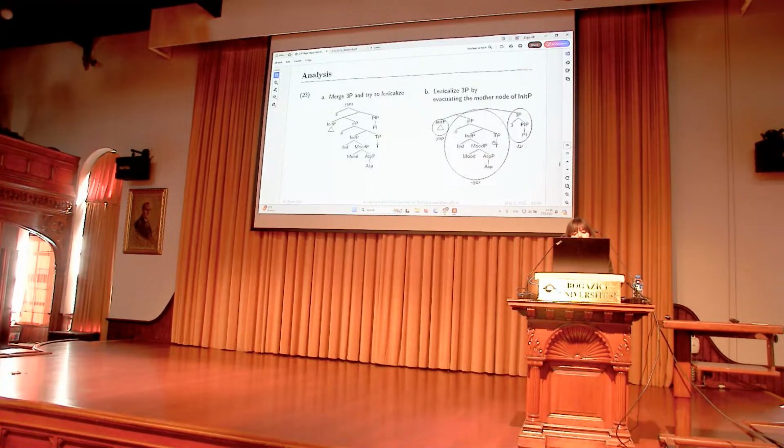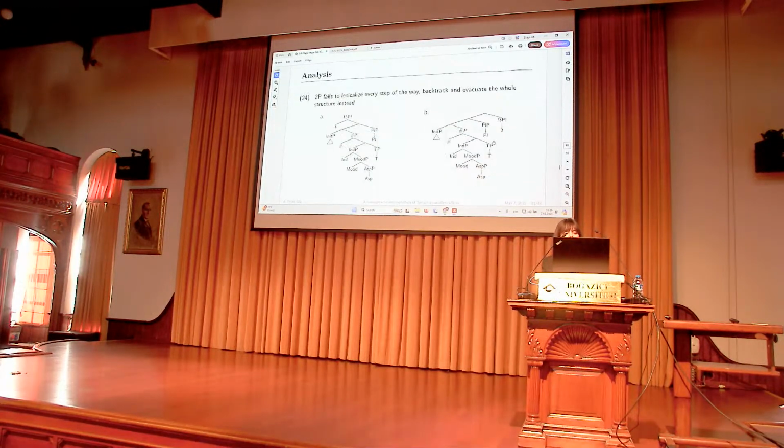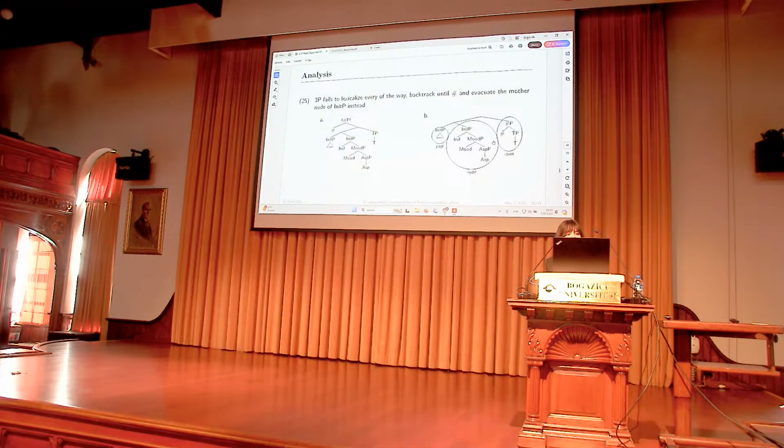So we move on to the second person plural, and we don't start from scratch. We just keep our derivation going where we left off. The participant feature fails to lexicalize every step of the way because we have no entries ending in it, and we have no entries that are like 2P, 3P, PLP. So we're going to have to backtrack and try the next step that allows us to lexicalize 3P, but that also fails.